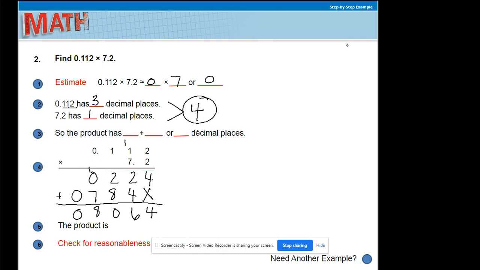Right? And now we need to remember to move our places 4 times. So if we go 1, 2, 3, 4, our answer should be 0.8064. Okay? And that is close to our estimate of 0.